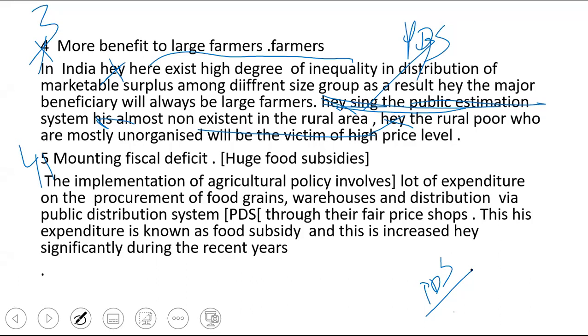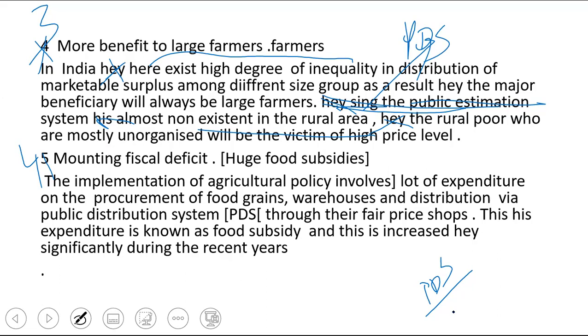रूरल एरिया में PDS तो स्ट्रॉन्ग है नहीं. Kerala is the only state where PDS is very strong. Public distribution system. रूरल एरिया में बहुत ज़्यादा जगह में PDS है नहीं. So rural poor, they are in the unorganized sector, they will be exploited.